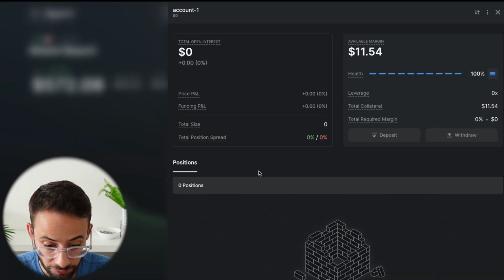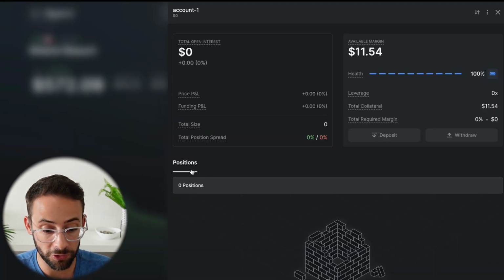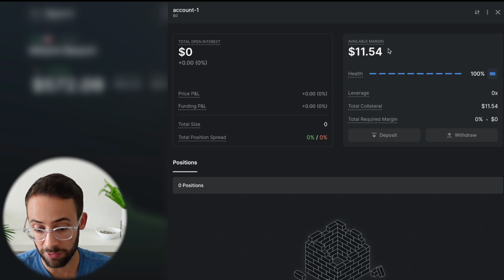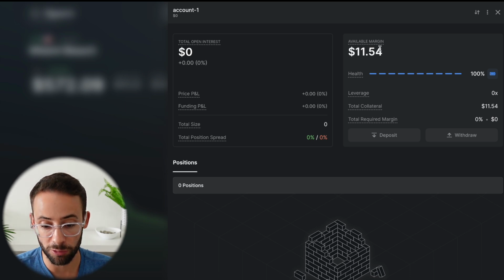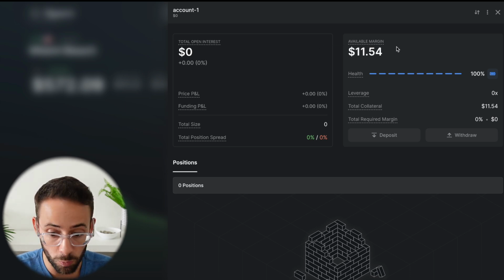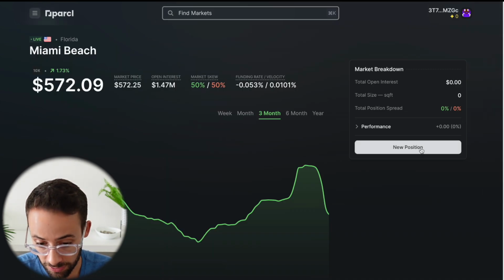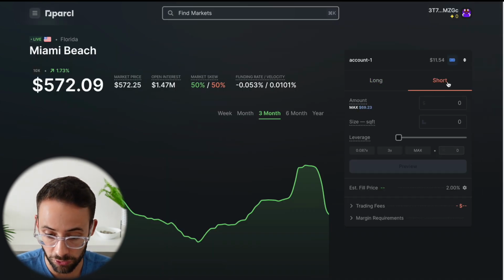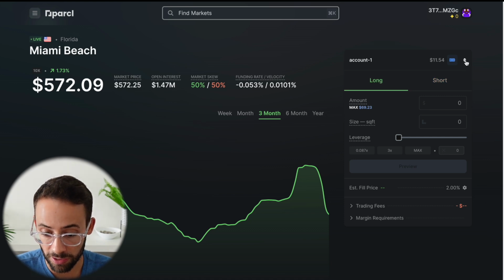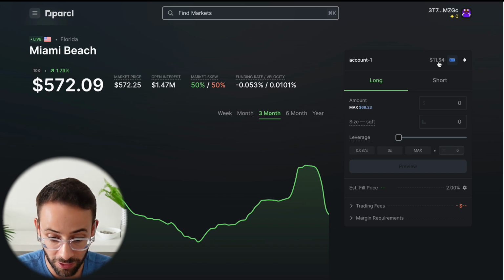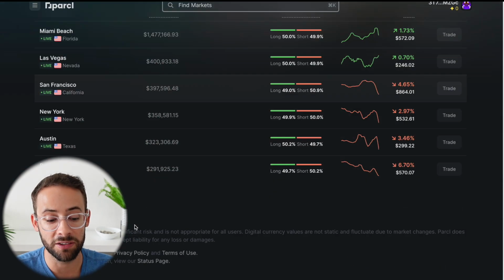And that was successful. And now you can see in the open positions section, I have 0 open positions and I still have $11.54 of available margin. So it looks like I lost about 1 cent doing that trade, but you get the idea. That's how it works. So you can make a new position if you want, you can go long or short. And as long as you keep track of how much margin you have available and what the liquidation prices are, you should be good. So that is the basic trading feature.